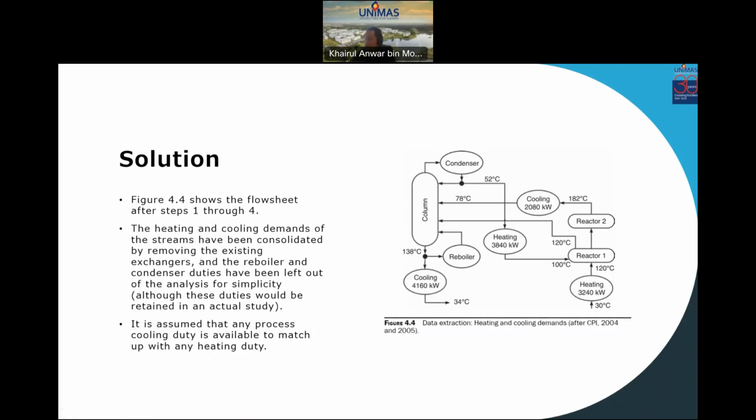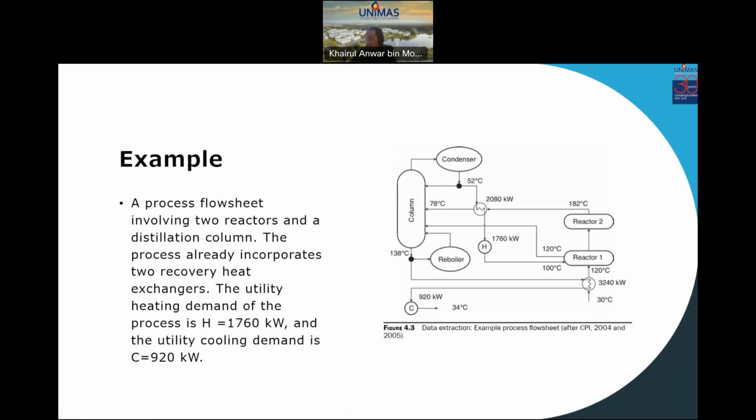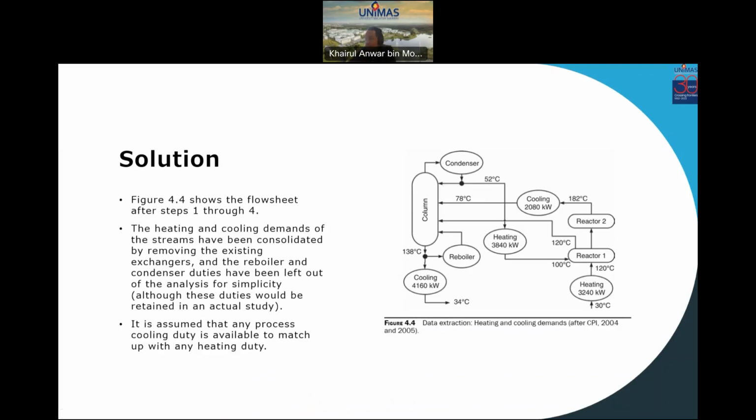The most notable change is after the column. The outlet from the column is cooled from 138 to 34 and the reactor feed is heated from 30 to 120. So each cooling and heating has its own duty.